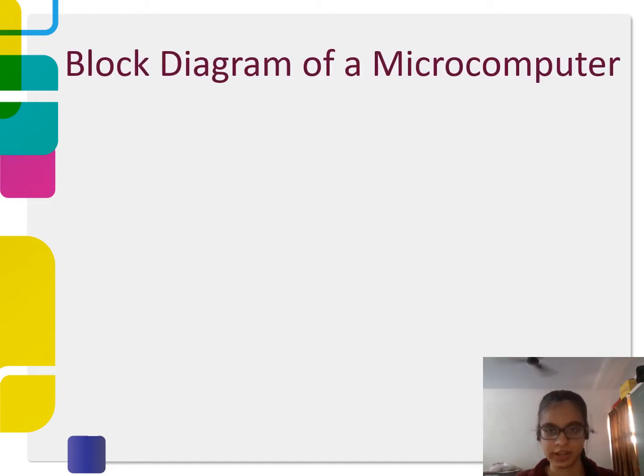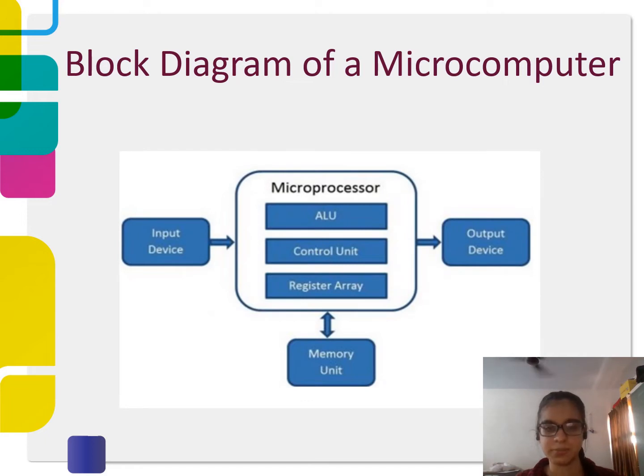So here is a block diagram of a microcomputer. There is an input device, which goes to the ALU, and the ALU performs all the arithmetic and logic micro operations. The control unit's function is to control and manage all the functions performed by the ALU and registers. The register array's function is to store the intermediate bits and also the results after the ALU has performed a particular micro operation. And there is also a memory unit, and there is input and output.